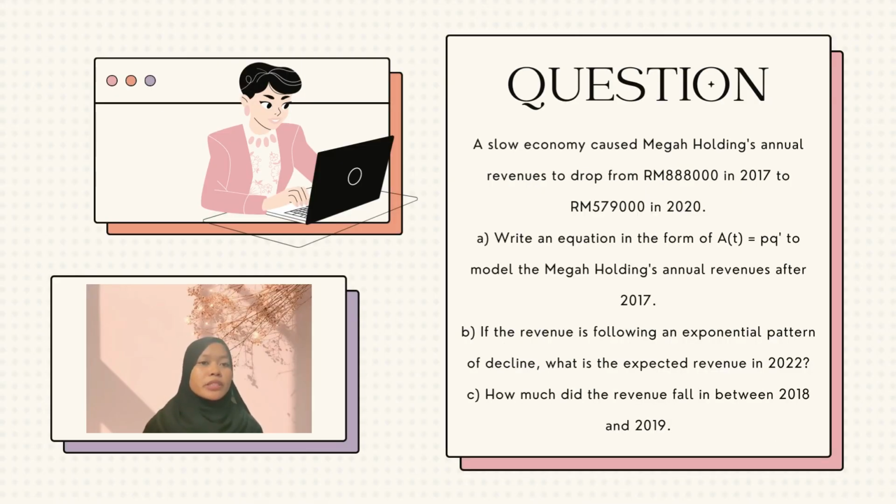As I mentioned earlier, we will share our questions. First, I would like to read the entire question. A slow economy caused Mega Holdings' annual revenues to drop from 888,000 ringgit in 2017 to 579,000 ringgit in 2020. First, write an equation in the form of A(t) = PQ^t to model the Mega Holdings annual revenues after 2017. Second, if the revenue follows an exponential pattern of decline, what is the expected revenue in 2022? Third, how much did the revenue fall between 2018 and 2019?